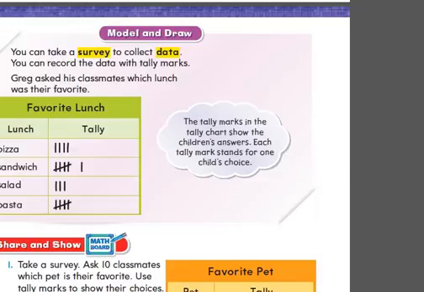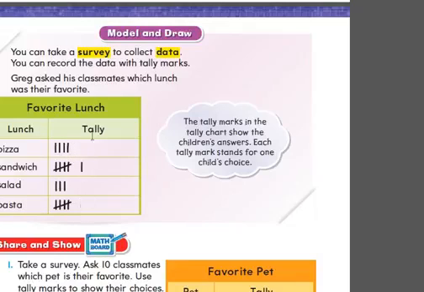Now let's take another example from our book, page 654. He said to me here, you can take a survey to collect data. A survey is a way of collecting information. Data is another word for information. So, you can record the data with tally marks. Greg asked his classmates, his friends in his class, which lunch was their favorite. So, we have here pizza, sandwich, salad, and pasta.